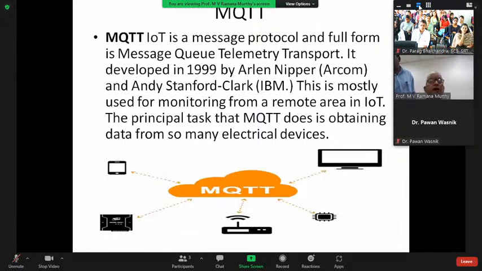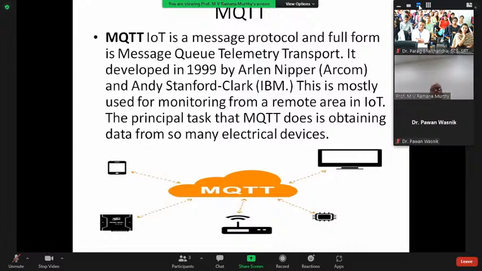So MQTT basically deals with what we call an IoT protocol. It deals with message exchange protocols, and the full form is Message Queue Telemetry Transport. It was developed by Arlen Nipper and Andy Stanford-Clark from IBM. It is mostly used for monitoring from a remote area.